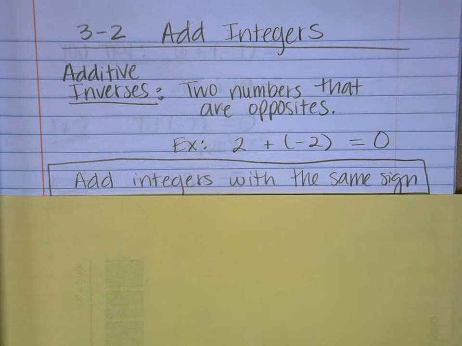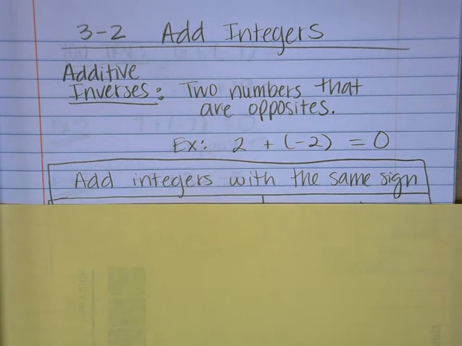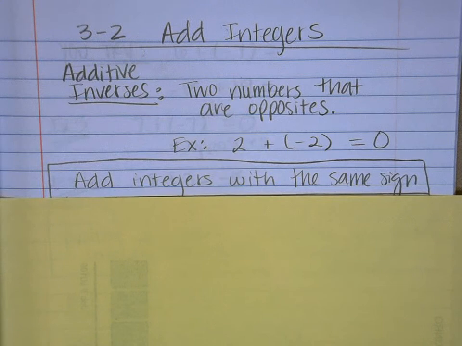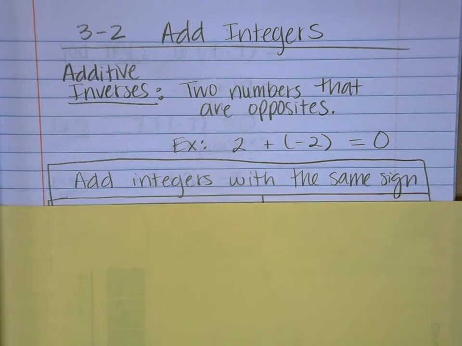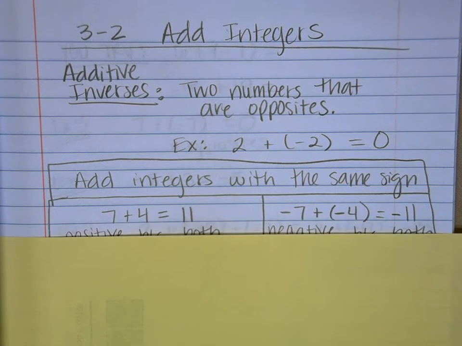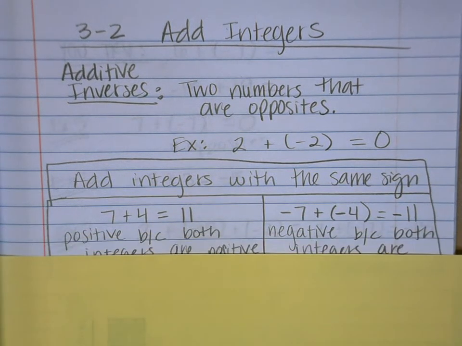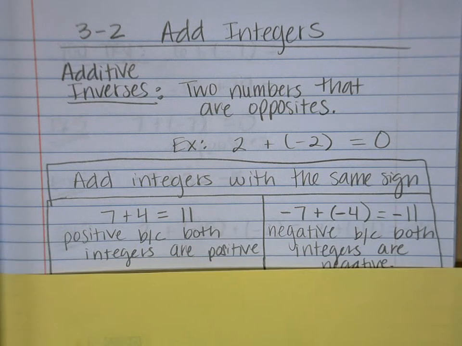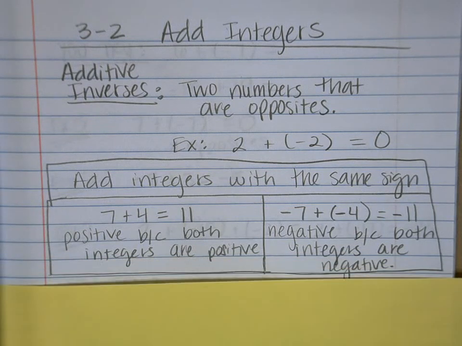All right. So we have these rules that we developed in our inquiry lab. Let's look first at adding integers with the same sign. That means either both positive or both negative. On the left, we have 7 plus 4 equals 11, and it's positive because both integers are positive. On the right, we have negative 7 plus negative 4 is negative 11. It's negative because both integers are negative.